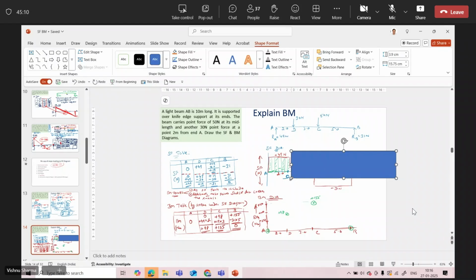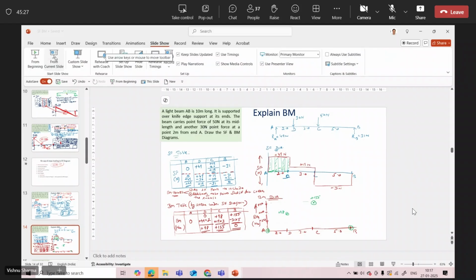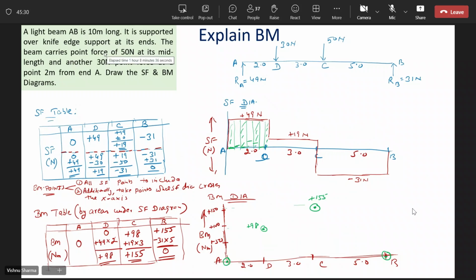So does everybody agree that the area from A to D has increased at a uniform rate? Yes or no? The rate of change of area from A to D is uniform. Does everybody agree? And if the rate of change is uniform, then what is the shape of the graph? Straight line. So that means from A to D, my BM will be a straight line.